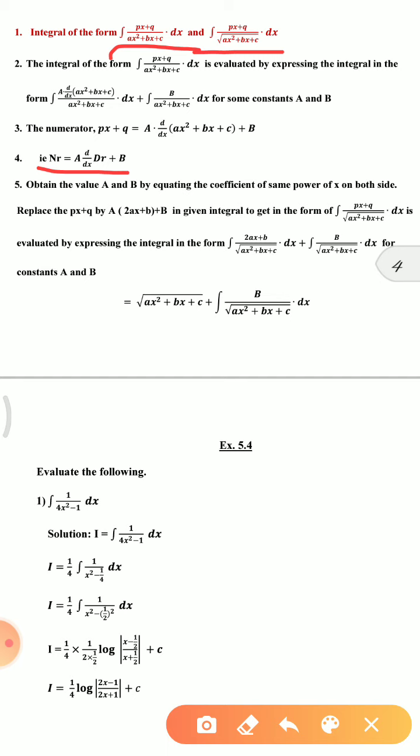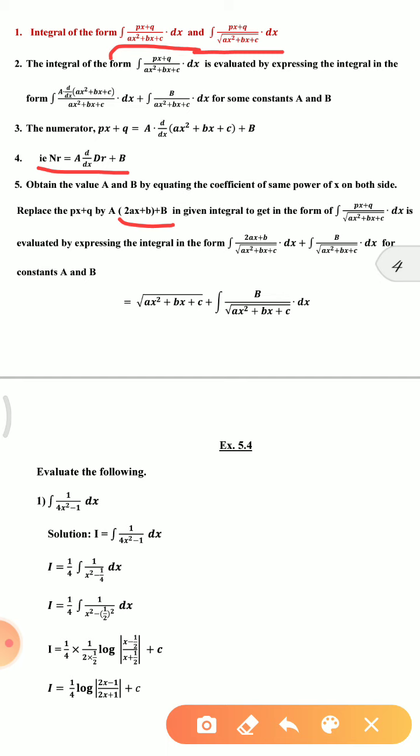Replace px plus q by 2 into (ax plus b) plus B, because you have to find the derivative of ax square plus bx plus c. The derivative of ax square is 2ax, the derivative of bx is b, and c is a constant. That leaves 2ax plus small b here plus capital B, as in the given integral, to get the form of the integral of (px plus q) upon under root of ax square plus bx plus c dx.